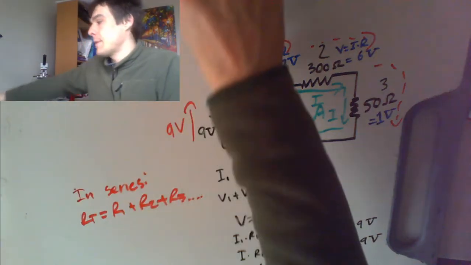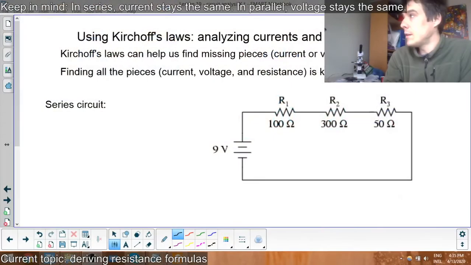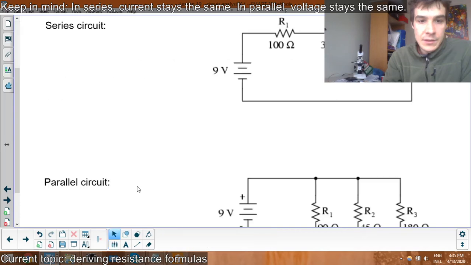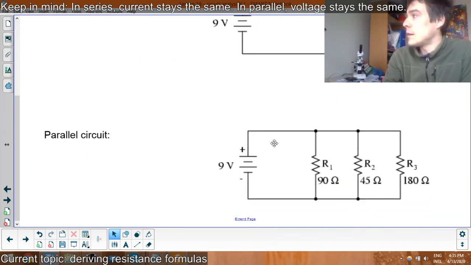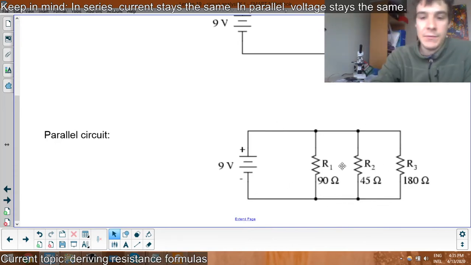I'm going to move over to the second example, which is over here, in a parallel circuit. In a parallel circuit, we're going to try to do the same analysis, but just like this, which I'm going to pause and set up, and we'll get back to it.